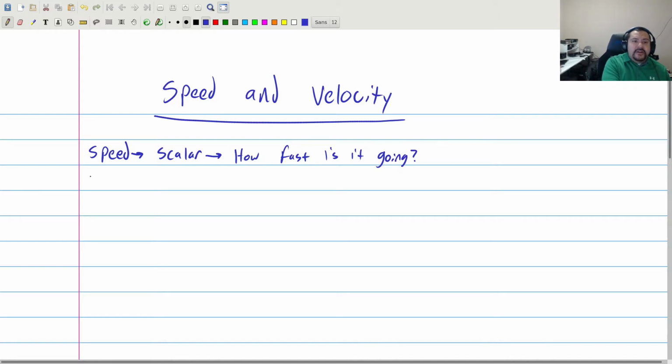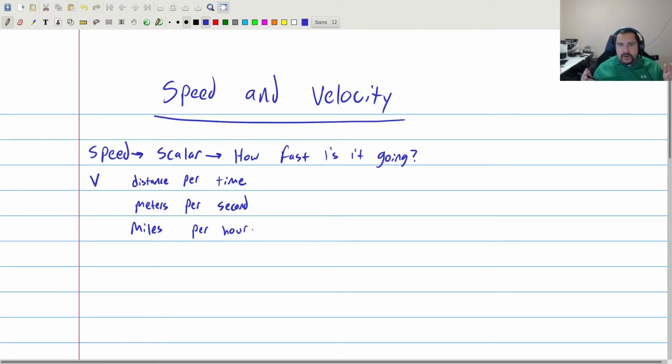We're going to use the letter lowercase v to represent speed. That's going to be our variable for speed. And we are going to usually use it in units of distance per time. So when you see the units for speed, they're going to look something like this. Meters per second. Or maybe miles per hour. Any distance per time is a unit of speed.